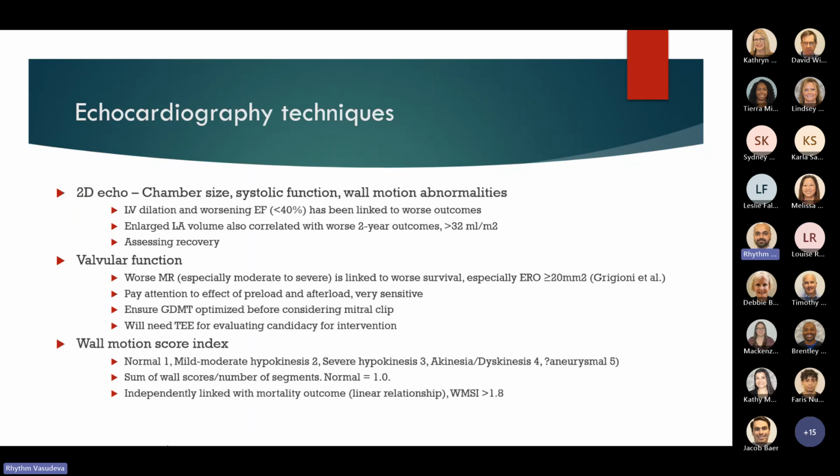If you have an index close to 2, like a wall motion score index of more than 1.8, it's been shown to have a linear relationship with mortality and survival. So it is an important tool that can help you assess outcomes.